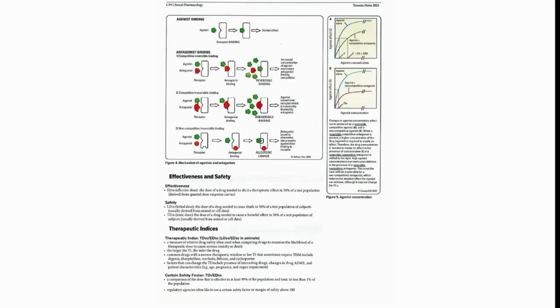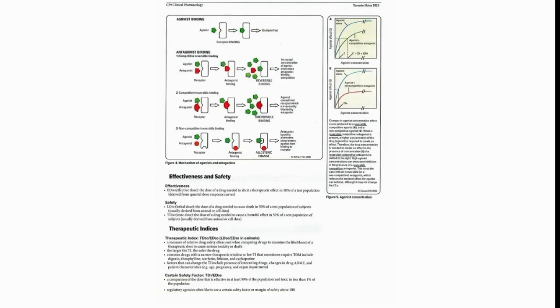Figure 5. Agonist concentration response curves. Let's now examine how these mechanisms appear graphically. Graph A. Competitive reversible antagonists. The blue curve represents the agonist alone. Notice it reaches the maximum effect.